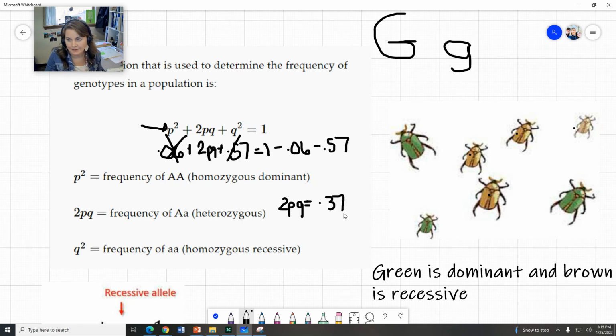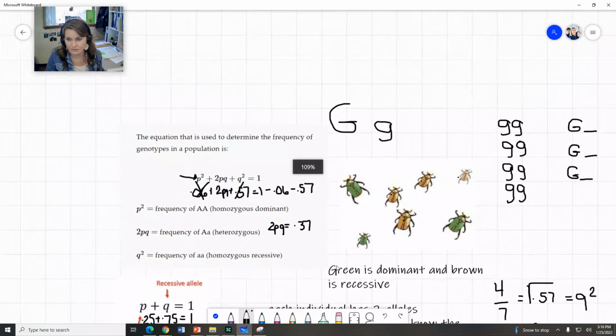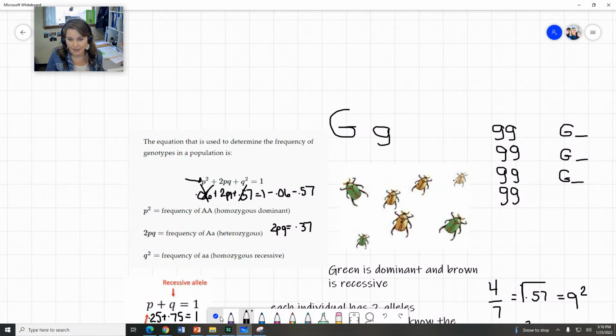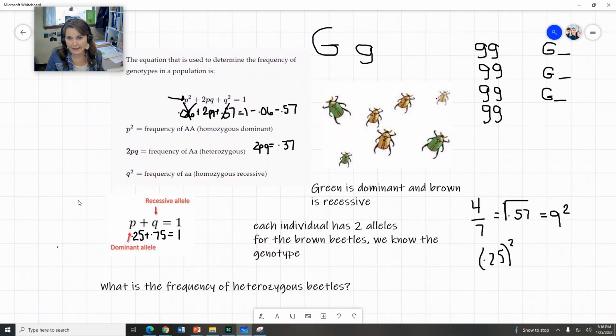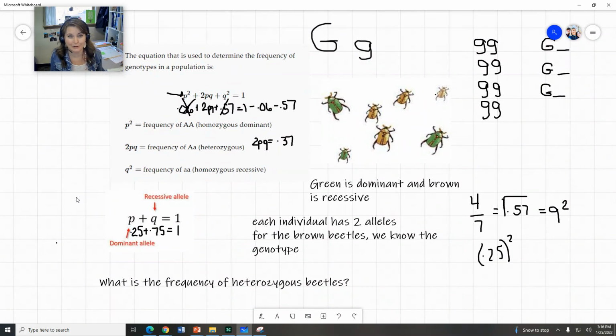So this is telling me that in my population, 57% are homozygous recessive, 6% are homozygous dominant, and 37% are heterozygous. Now, that's kind of complicated. I understand that, guys. This is not super easy at all, and I'm not expecting that you'll be able to solve a ton of Hardy-Weinberg equilibrium problems.